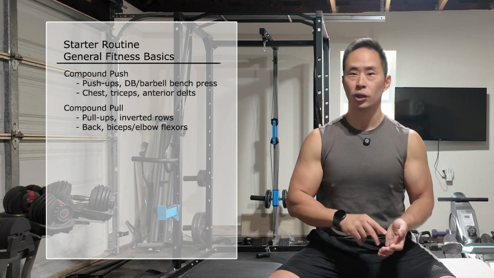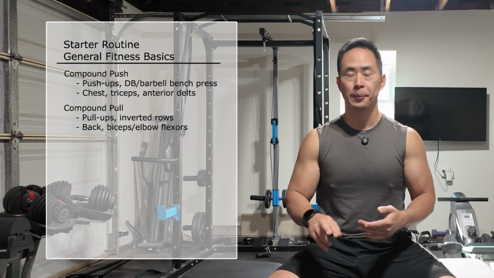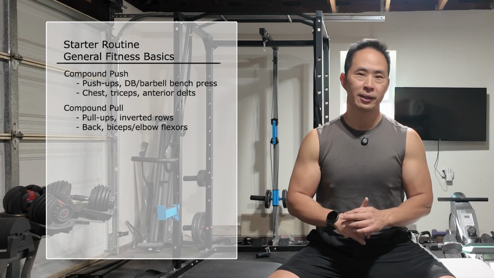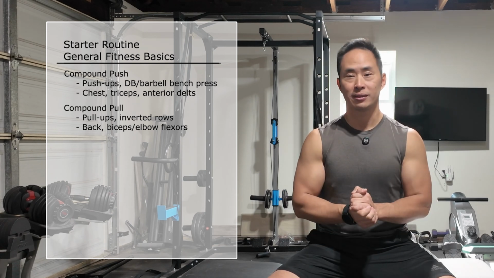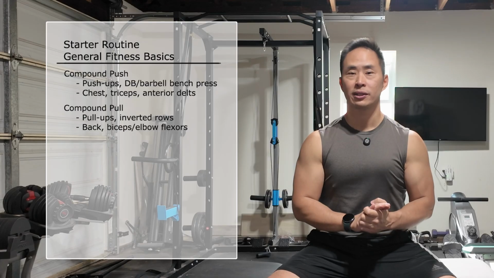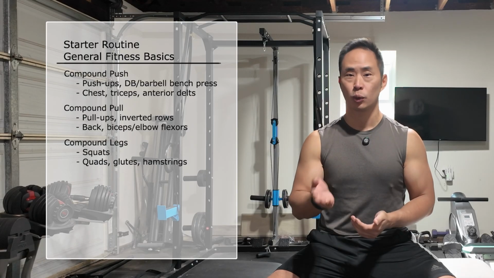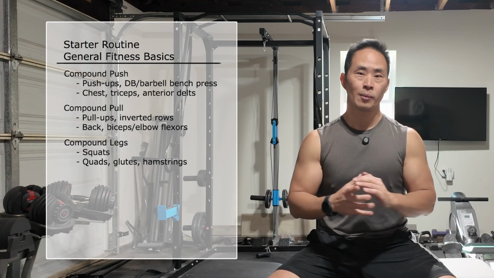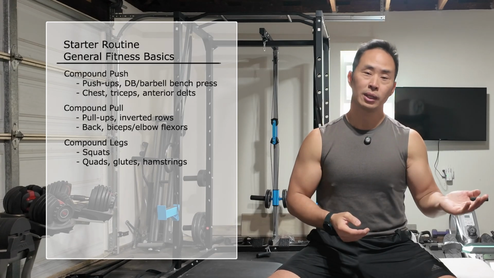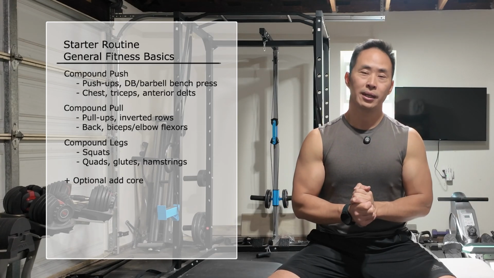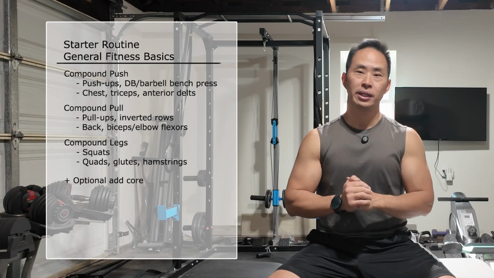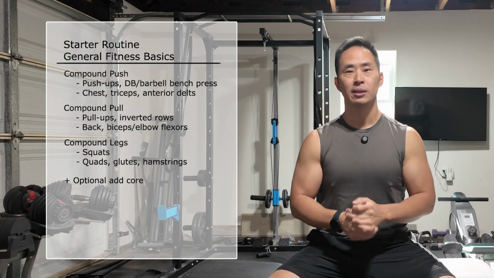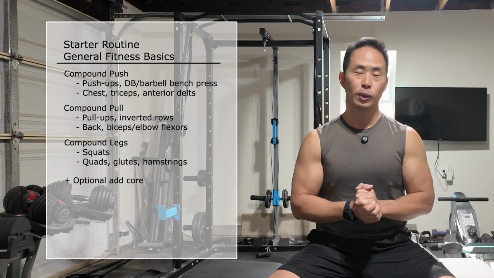This coincides with your push-pull leg split, except you're kind of doing mainly one overall compound exercise for each of those splits. Then I would do one compound exercise for my lower body, probably something like a squat. Those three exercises are going to cover most of your bases. If you want, you could add in some kind of core exercise as well. But if you're doing your push-ups properly, your inverted rows properly, you'll be getting some core exercise in as well.